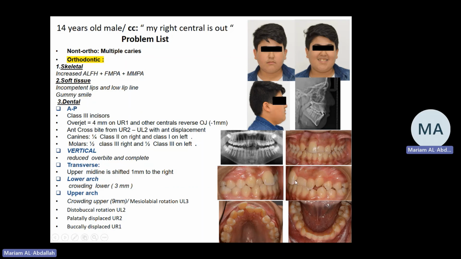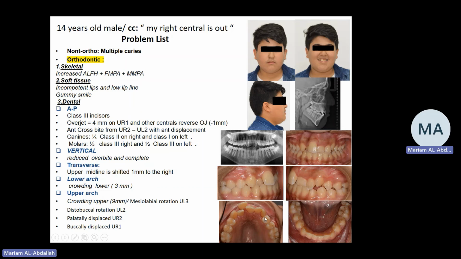Now we're going to move to the lower arch. In the lower arch, as you can see, all teeth are present 7 to 7, and there is mild crowding of 3 millimeters. And the upper arch, if we consider that this is the normal line that represents the normal arch for this patient, then the crowding is severe, 9 millimeters of crowding. And teeth present 7 to 7, yes, we have multiple rotations and multiple displacements.